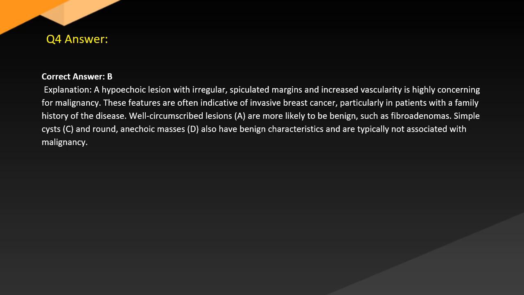Answer. Correct answer B. Explanation. A hypoechoic lesion with irregular, spiculated margins and increased vascularity is highly concerning for malignancy. These features are often indicative of invasive breast cancer, particularly in patients with a family history of the disease, while circumscribed lesions (A) are more likely to be benign, such as fibroadenomas. Simple cysts (C) and round anechoic masses (D) also have benign characteristics, typically not associated with malignancy.